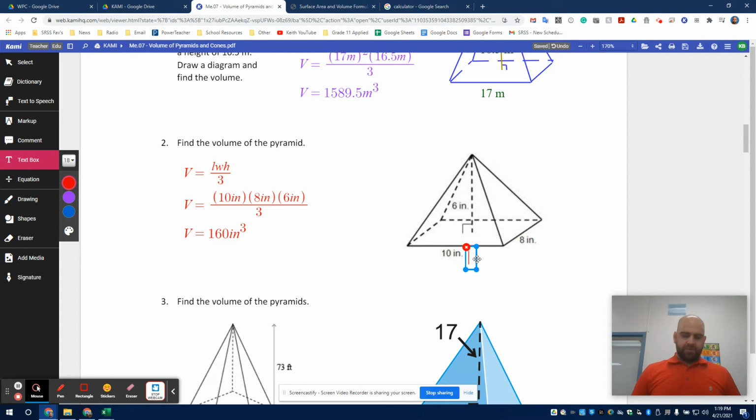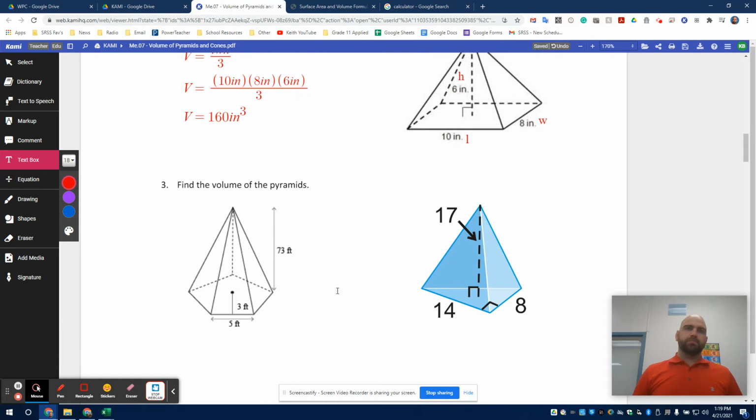Now again, we can label this as well. This is our length right here. This is our width. And this is our height. So those three, we have our length, width, and height, divided by 3. Order really doesn't matter, but we need to make sure we understand that it's base times height, or base area times height divided by 3.